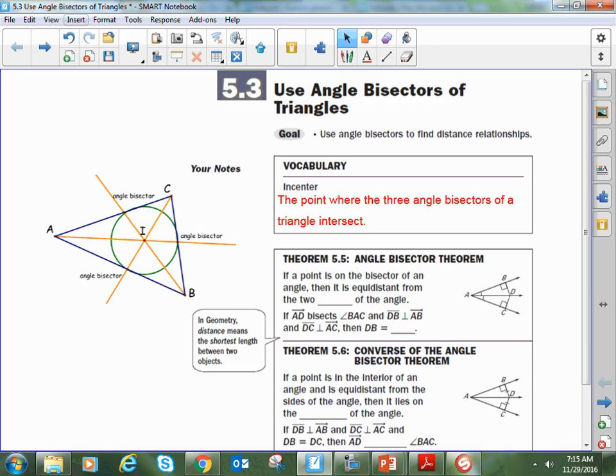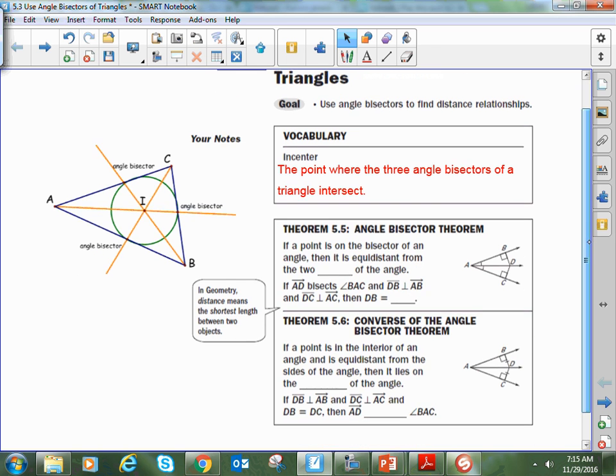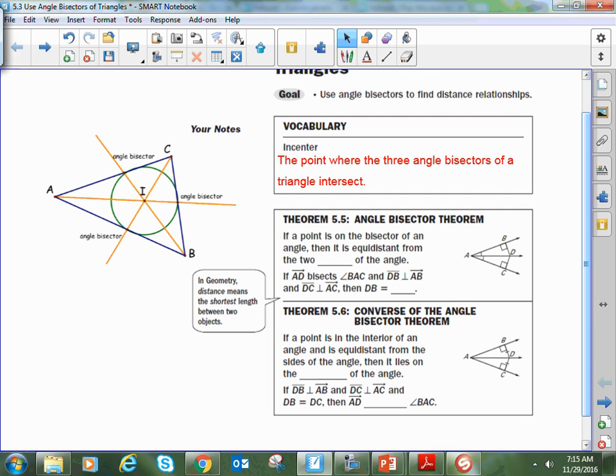So here, the incenter, the vocabulary term that you're seeing, of course, if you watched the application video where this stuff came from that I made, this is just showing you a diagram of what the incenter is, meaning it's the center of a circle that is inscribed inside of the triangle. Now, also, what we're talking about is how the angle bisector has some similar characteristics to a perpendicular bisector.